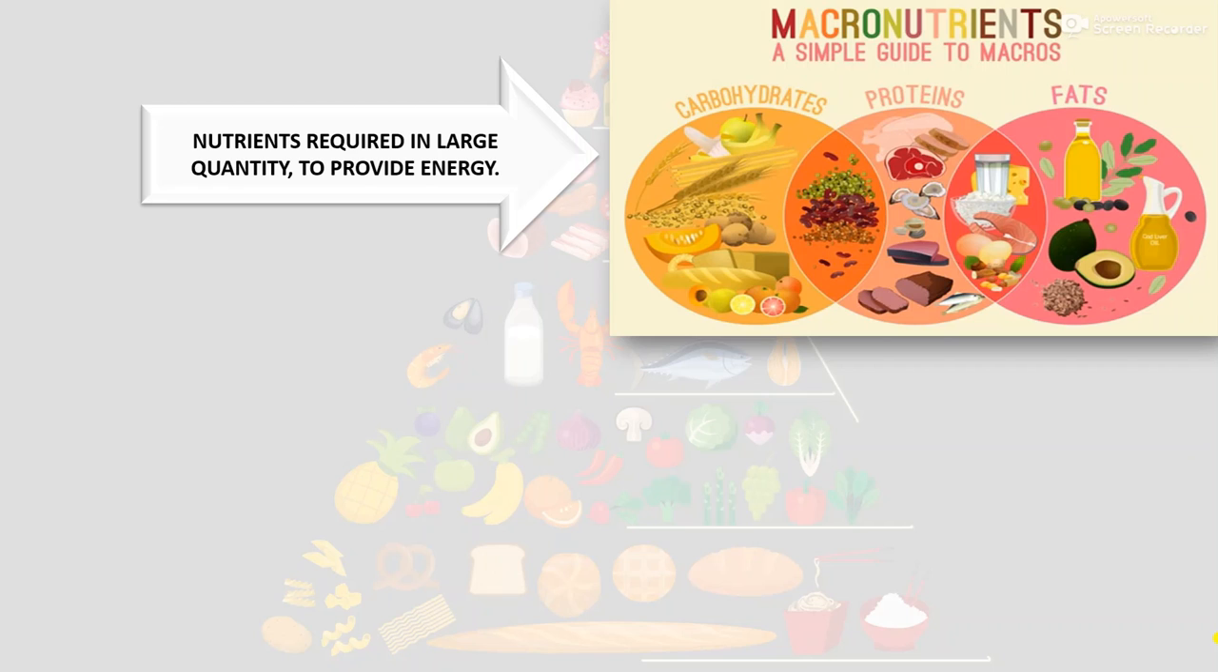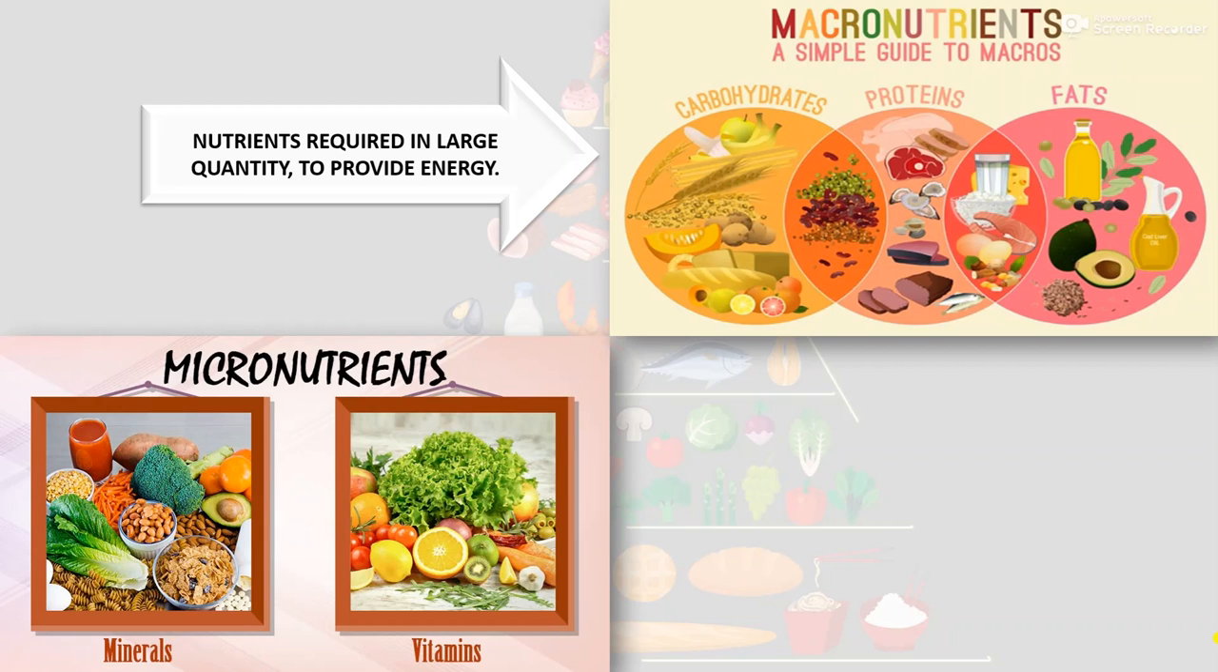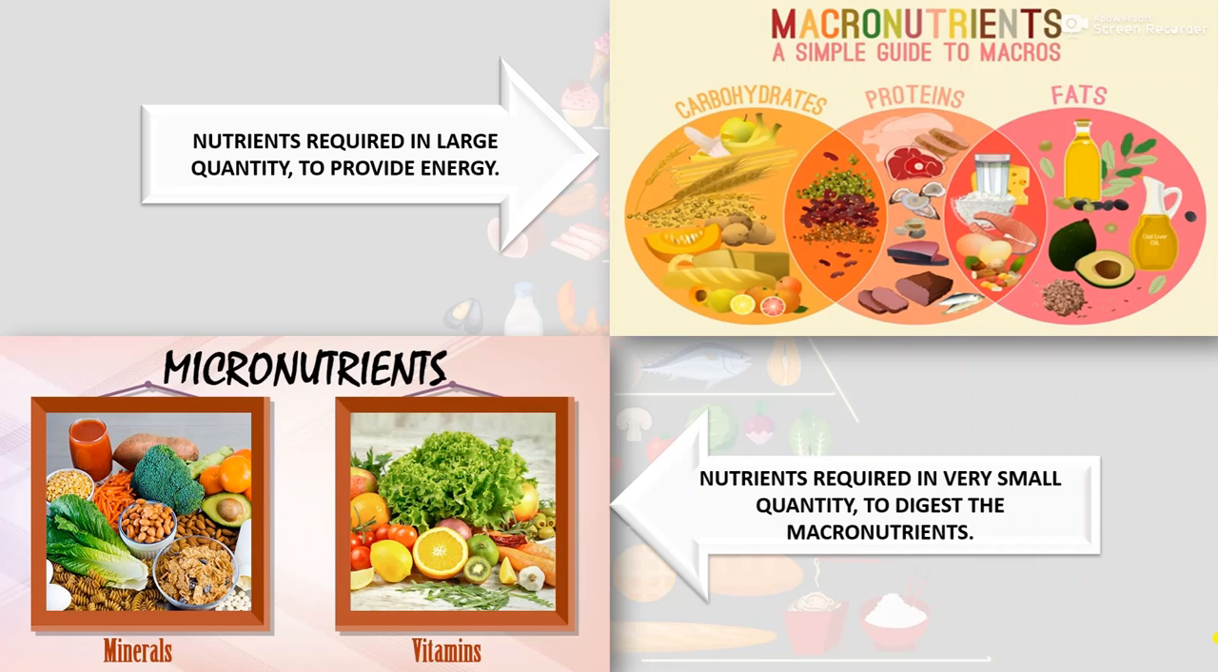So carbohydrates, proteins and fats are macronutrients. The second is micronutrients. Micro means small. So from this we can say micronutrients are those which are required in very small quantities by our body, and they help to digest the macronutrients. So minerals and vitamins are in the group of micronutrients.